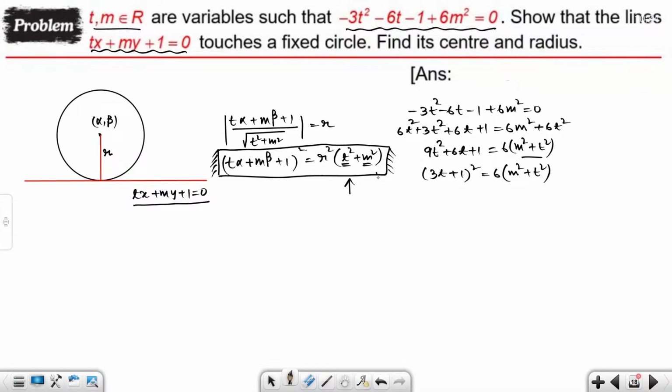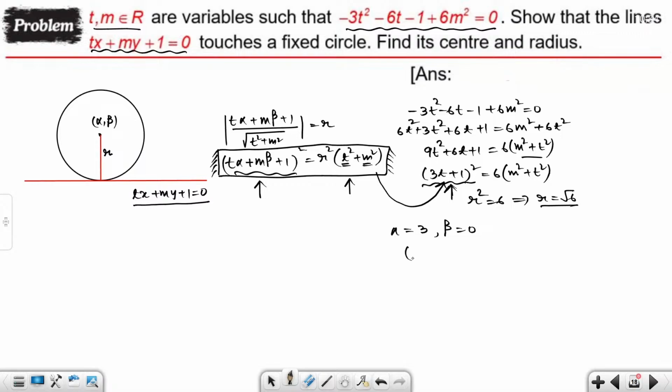Now, if I compare this equation with this one, we can easily see that r square is coming to 6. That implies r is root 6. That is, the radius of that fixed circle is root 6. Moreover, if I compare this part with this part, we can easily see that alpha is coming to 3 and beta is coming to 0, because on my left hand side there is no m. In this one, you are having m beta, but here we are not having any m. So what will you write? m into 0. Clear? Therefore, your beta will come to 0.